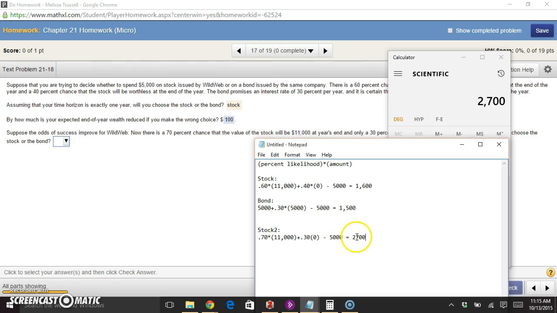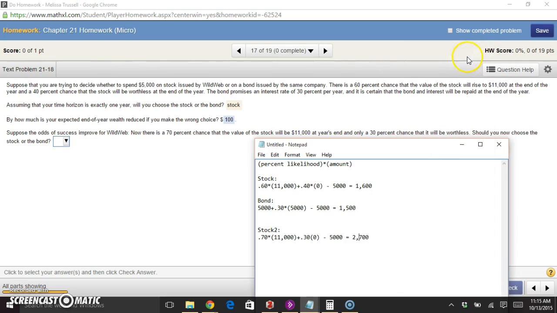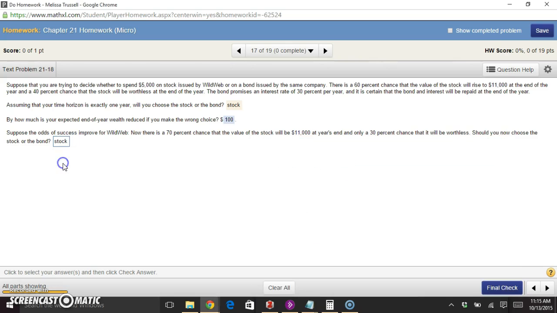is my expected payoff. So the question asks us, should we now choose the stock or the bond? Of course, we'll still choose the stock because the stock's expected value is $2,700, where the bond's expected value is only $1,500. So the stock's expected value actually went up. So of course we're still going to choose the stock.